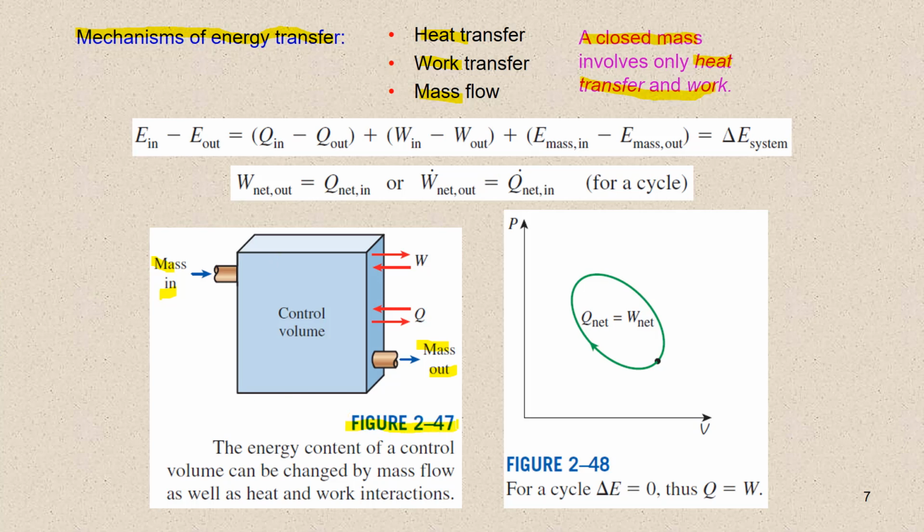Noting that energy can be transferred in the forms of heat, work, and mass, and that the net transfer of a quantity is equal to the difference between the amounts transferred in and out, the energy balance can be written more explicitly as E in minus E out, which equals Q in minus Q out, which would be the heat component, plus W in minus W out, which is the work component, plus E mass in minus E mass out, which would be the energy carried by mass, equal to the change in energy of the system, or delta E of the system.